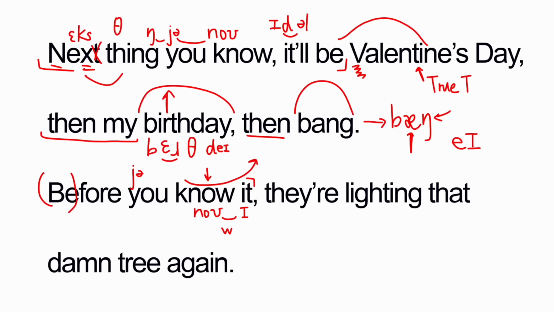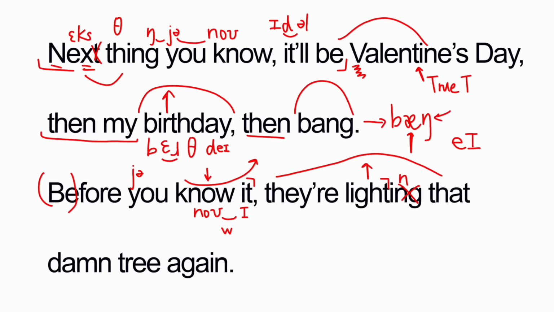They're lighting that. Peak of stress on light. Now, she turns the NG ending into just an N ending. Lighten. Making that a stop T. They're lighten. Before you know it, they're lighting that damn tree again.